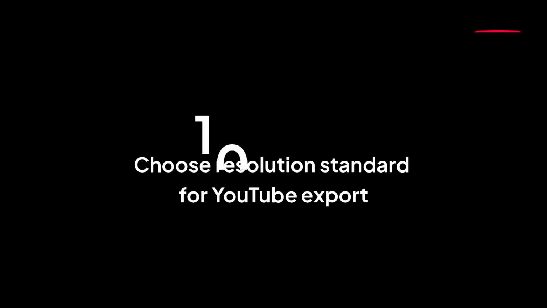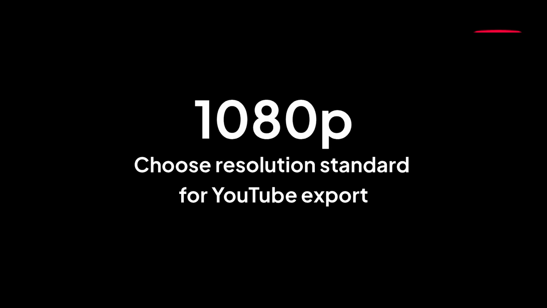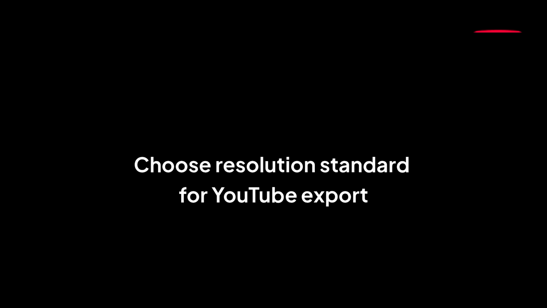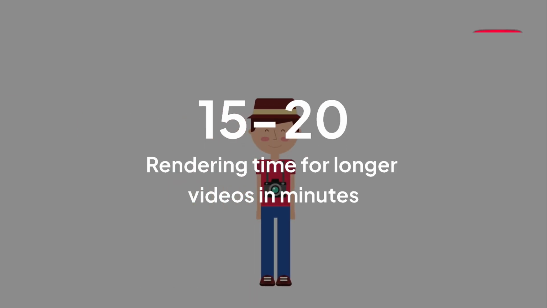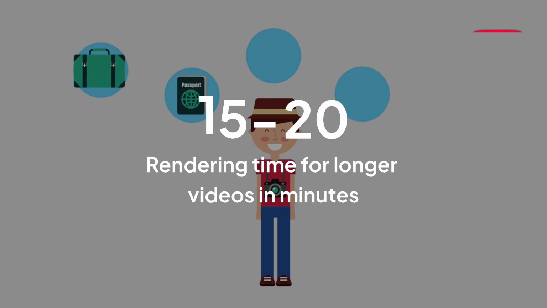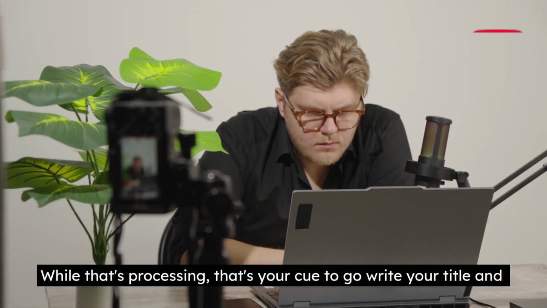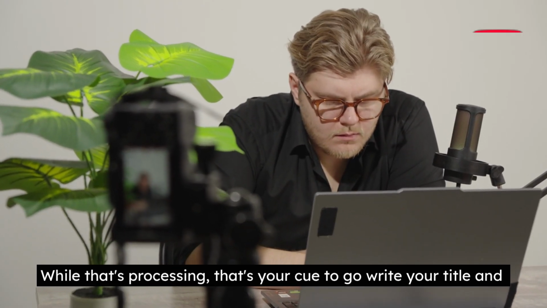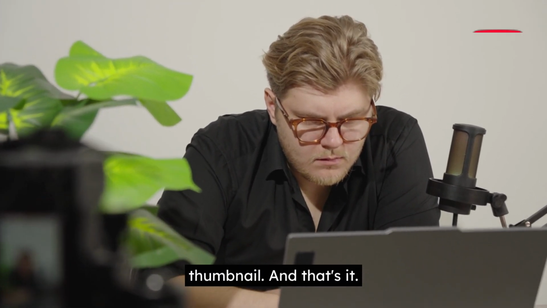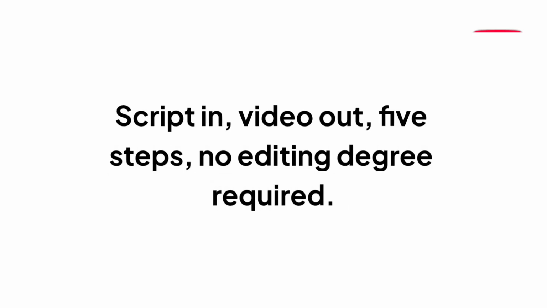Trim where needed. Once it looks right, hit export, choose your resolution, 1080p is the standard for YouTube, and let it render. Depending on length, this can take anywhere from a few minutes to 15 or 20 for a longer video. While that's processing, that's your cue to go write your title and thumbnail. And that's it. Script in, video out, 5 steps, no editing degree required.